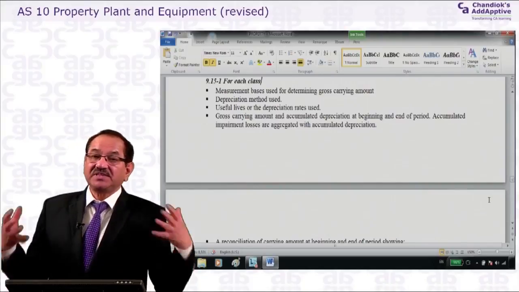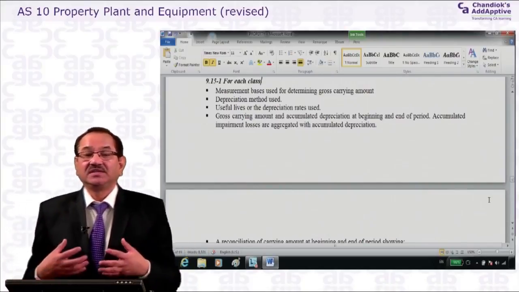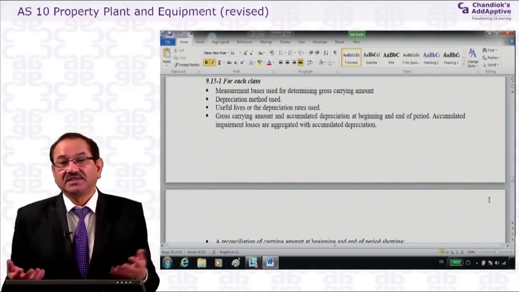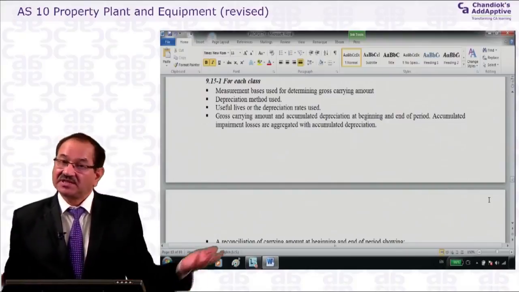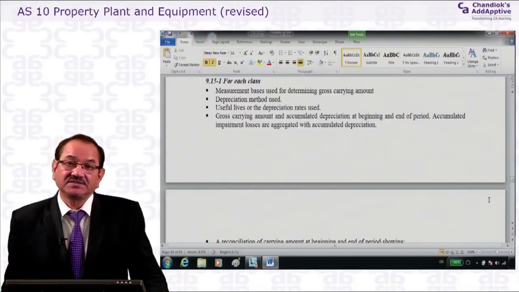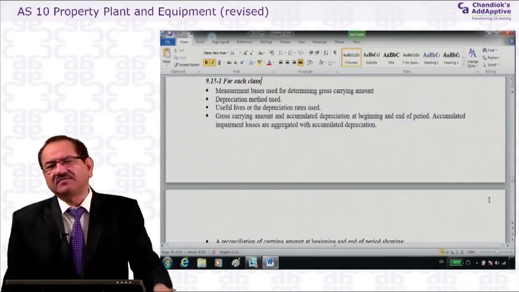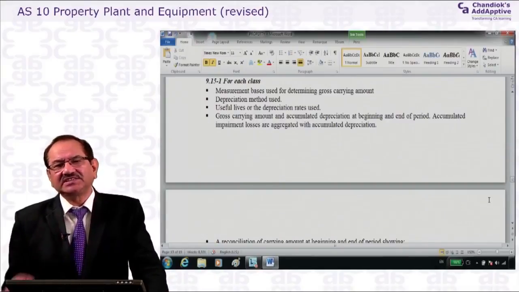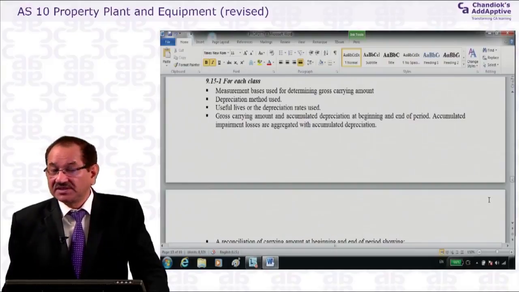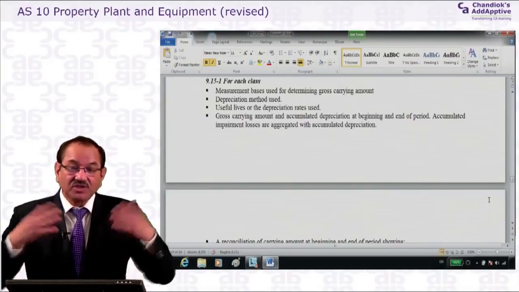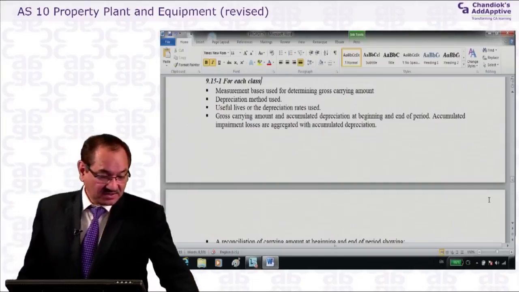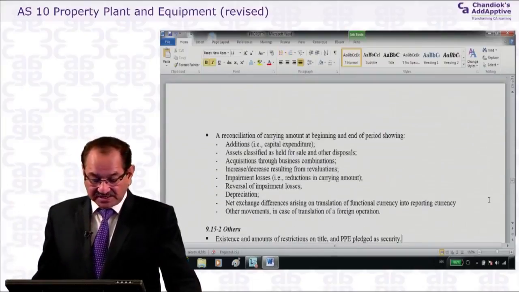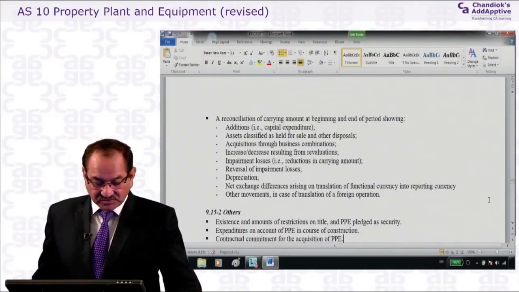The IFRS basically presume that the management knows better. It's a management responsibility as in our existing AS. But we have got a certain hard and fast rule in the existing AS. We do not have that much discretion as in the NDS or in the IFRS, and therefore it has more disclosure requirements.